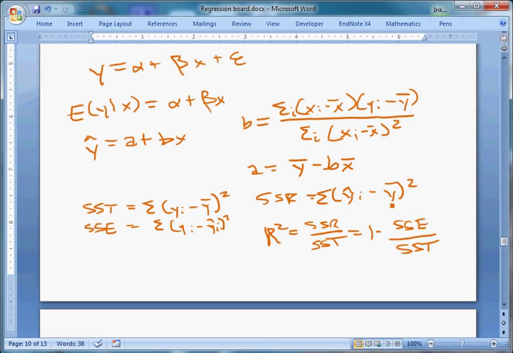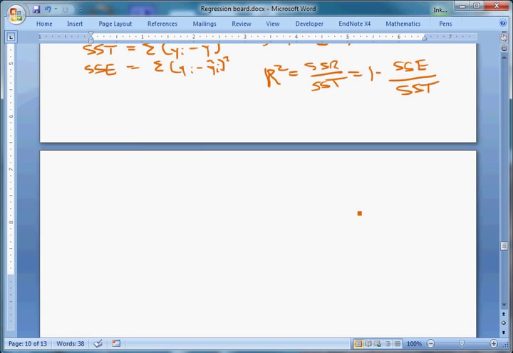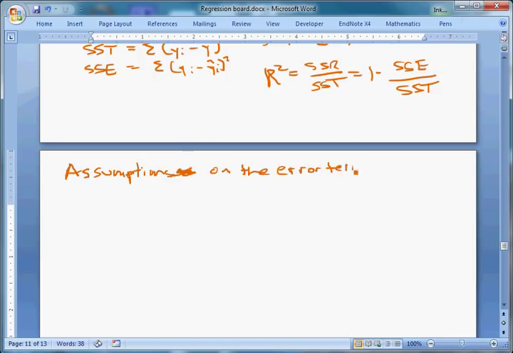Okay, now all of this stuff is predicated on some assumptions. We talked about one assumption, right? That there's a linear relationship, but we have assumptions on the error term. And what are our assumptions on the error term? Well, we're assuming that epsilon, which is our error term, is a random variable with a mean of 0.